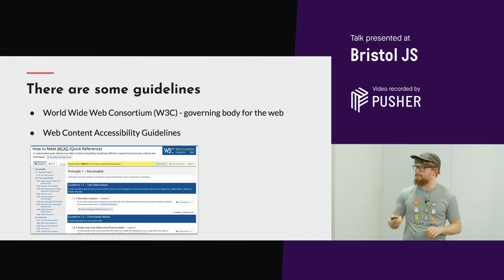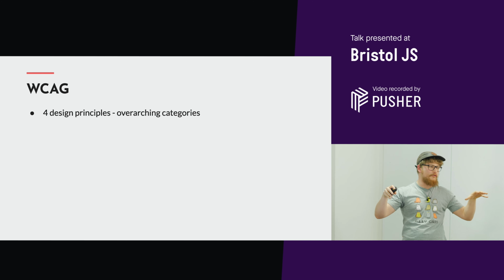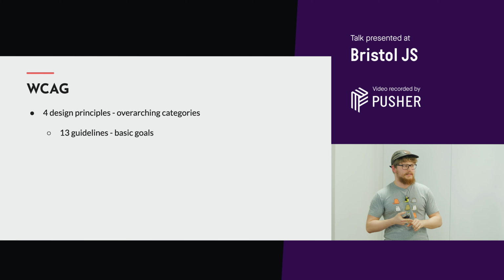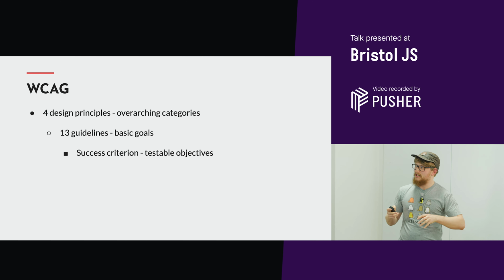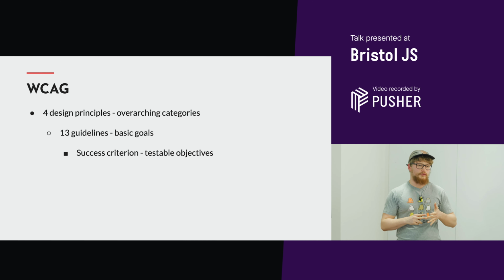to as WCAG. And they're broken down into 4 principles. These are kind of the overarching categories. Inside those are 13 guidelines. These are basic goals that we're trying to achieve, things like text alternatives, time-based media, and navigatable. Inside each of the guidelines, there's a bunch of success criteria. These are specific testable objectives, such as use of color and audio controls.